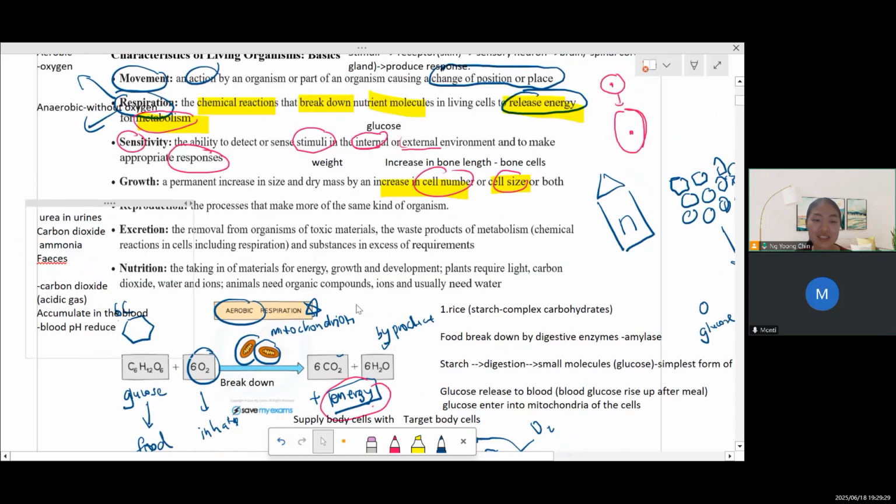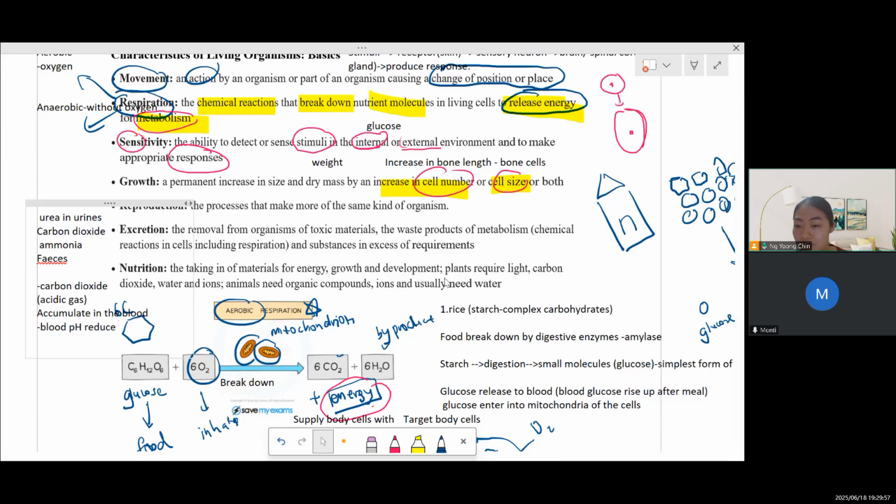Thank you. And then now we talk about the nutritions. What is meant by nutrition? Nutrition is the taking in of materials for energy, growth, and development. In nutrition, we're talking about plants and humans, which are animals. Plants do their nutrition using light, carbon dioxide, and water. What do they do to get their food?